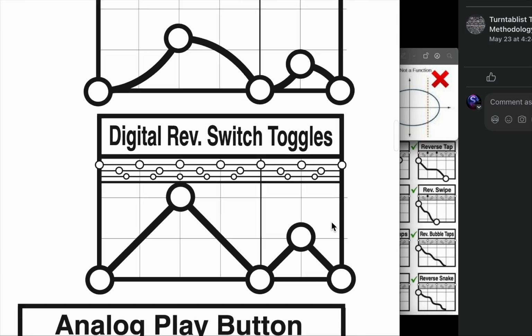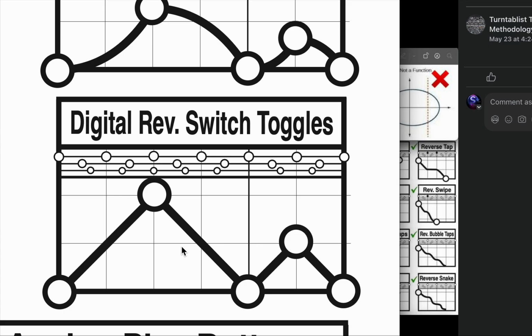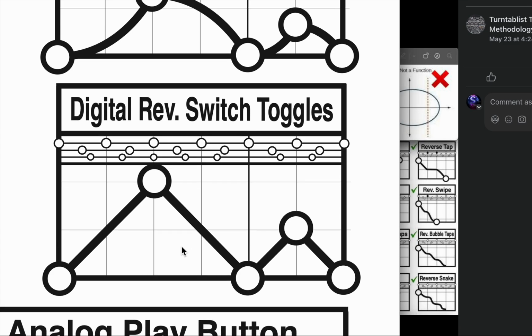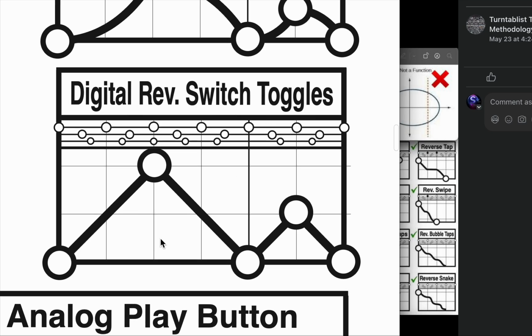If you look at your periodic matrix of scratches chart, you can refer to it. You can find on the right side of it, in the northeast corner of it, you'll see digital reverse switch toggles. So this is when the record is playing forward, and then you hit the reverse button, and then it plays backwards automatically. And it doesn't sound like scratching. We have a whole lecture on that. You can refer to that.